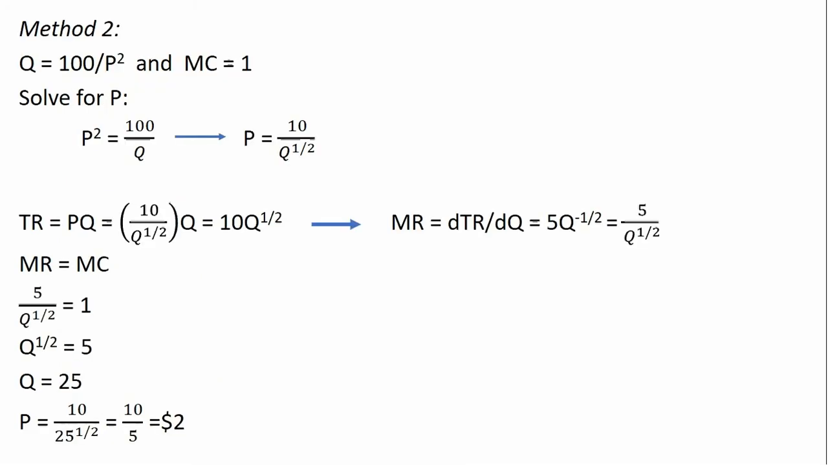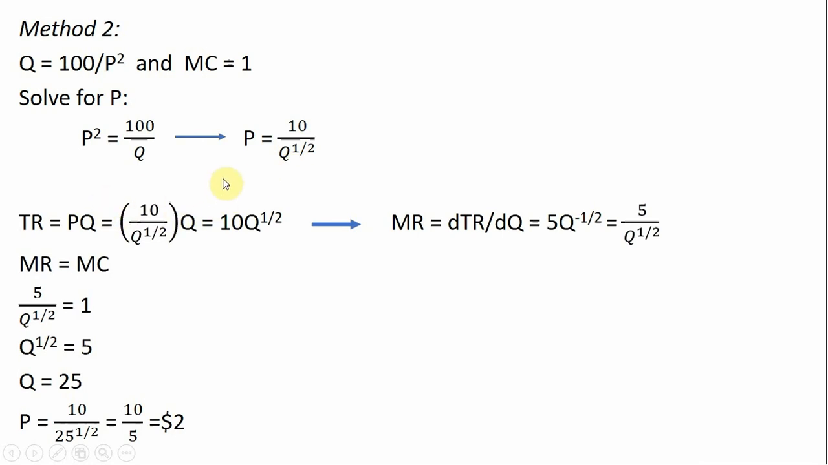In the next method, we're going to do maybe a more traditional approach. In this approach, we'll get total revenue, take a derivative to get marginal revenue, and then set it equal to marginal cost. So what I want to do, I want to take this demand equation and solve for price. So moving down here, p squared equals 100 divided by q. Multiplying both sides through by p squared, dividing both sides through by q, we get this. And then taking the square root of the right-hand side, square root of 100 is 10, and then we're just left with the square root of q.